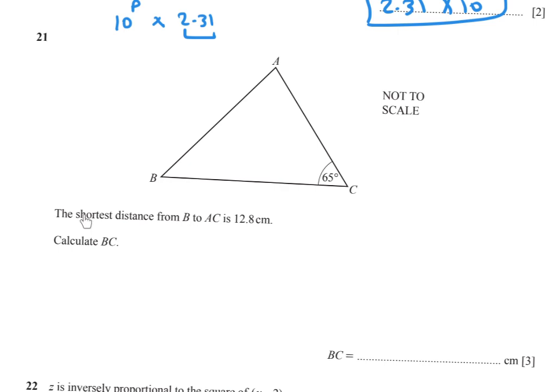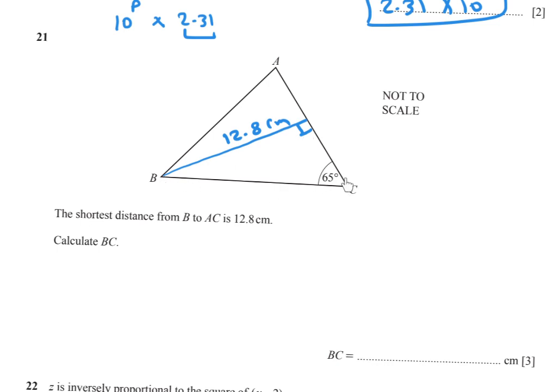21. The shortest distance from B to AC is 12.8. Calculate BC. The shortest distance from B to AC is the perpendicular distance. Now this distance is 12.8 centimeter. Now we need to find BC.